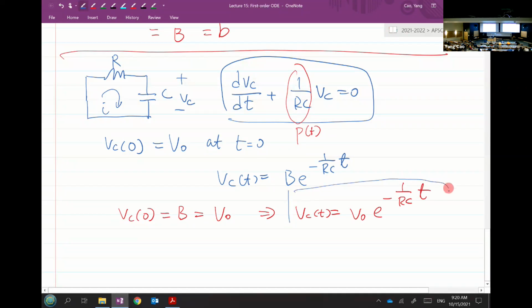I'm singling out this example here because, if I recall correctly, there are a couple of labs that you will do that are directly related to the RC circuit.